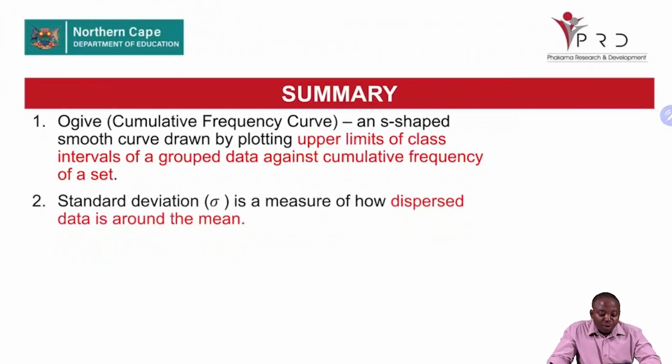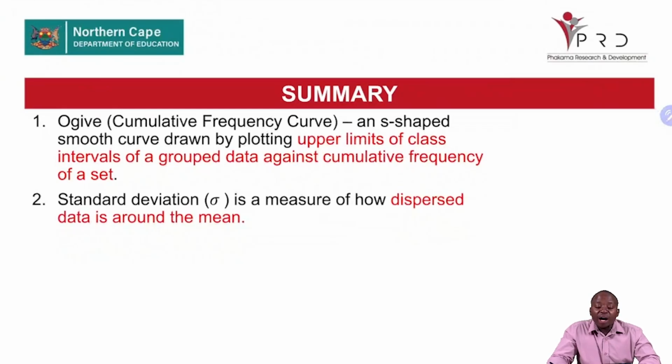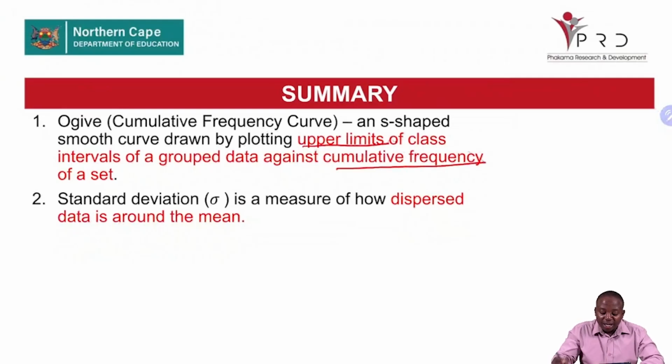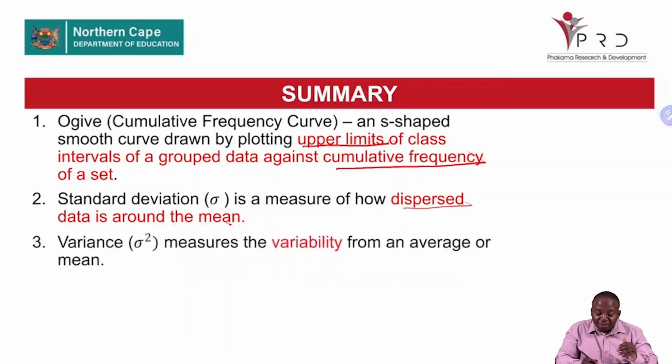So in this lesson, we have focused on our ogive curve, which is the cumulative frequency curve, an S shape, drawn by plotting the upper limits of class interval against the cumulative frequency. And we have calculated standard deviation, where we are measuring how dispersed the data is around the mean. That is saying how spread out the data is around the mean. A low standard deviation means the data is close to the mean. A high standard deviation means the data is far from the mean, or the data is largely distributed.